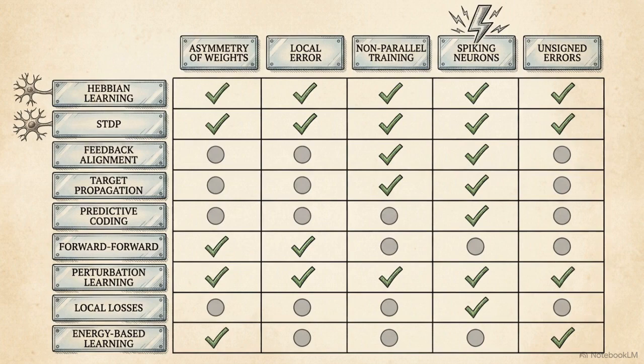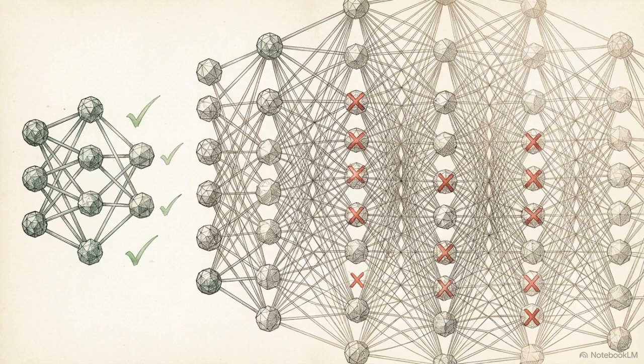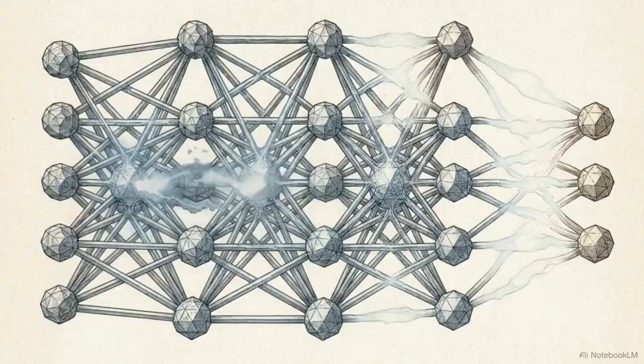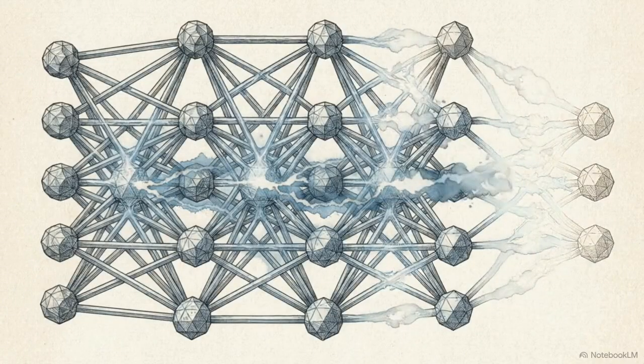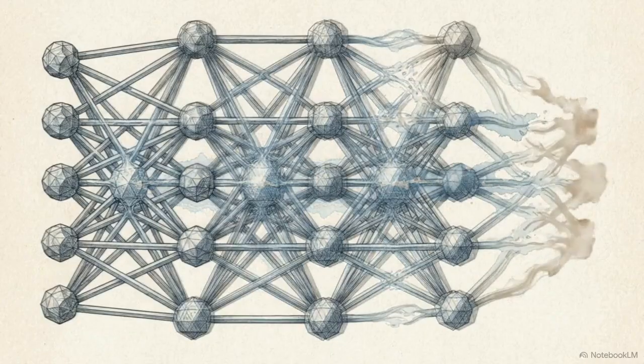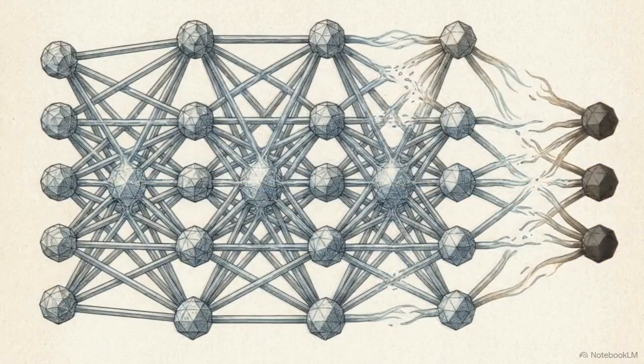Hebbian learning and spike timing dependent plasticity, or STDP, successfully fulfill this requirement. When we apply the remaining physical constraints, operating continuously without distinct backward phases, utilizing action potentials instead of floating point numbers, and processing errors without signed negative values, only Hebbian learning and STDP satisfy all 5 biological rules. But while these 2 models are theoretically flawless representations of neurobiology, they struggle to scale. Forcing an algorithm to adhere to all 5 constraints strips away the mathematical tools needed to coordinate complex, deep-layer credit assignment across millions of parameters.